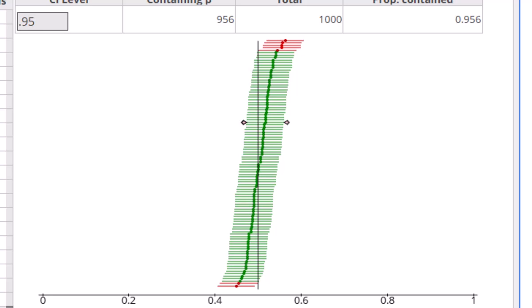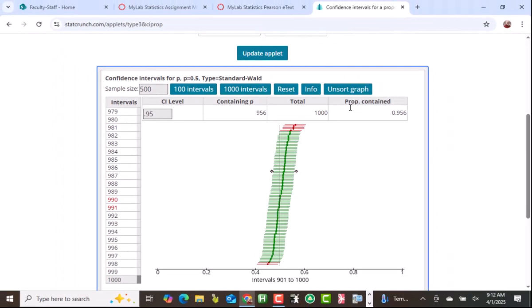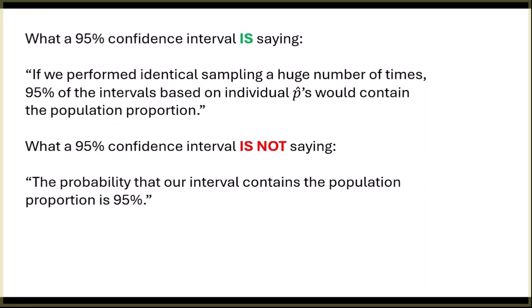So that's what a confidence interval is. You're setting boundaries and you're saying, I think the parameter's between here and here. That's all it's doing. Okay, so if you get into StatCrunch, you can play around with that. Okay, let's keep going.